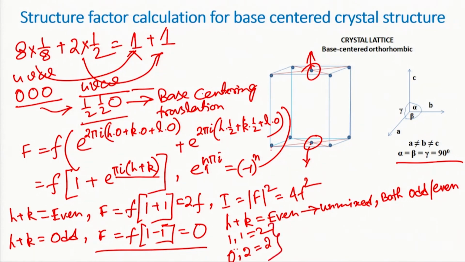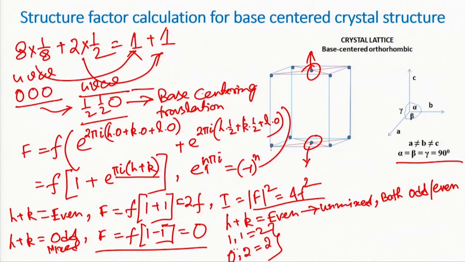So finally the relationship comes down to H and K being unmixed, either both even or both odd. In that case I will get a reflection, I will get diffraction, and there will be intensity. On the other hand, H plus K is odd if they are mixed, that means one of them is even and one of them is odd. Then I will get no intensity at all.